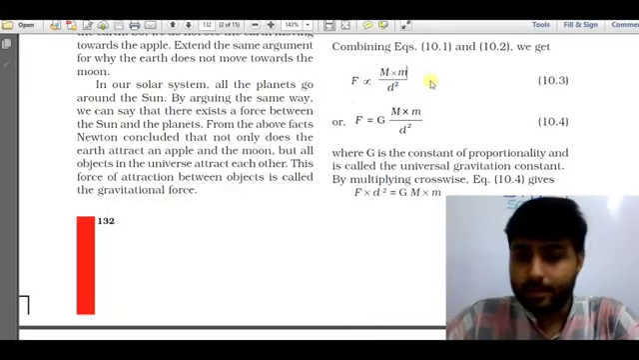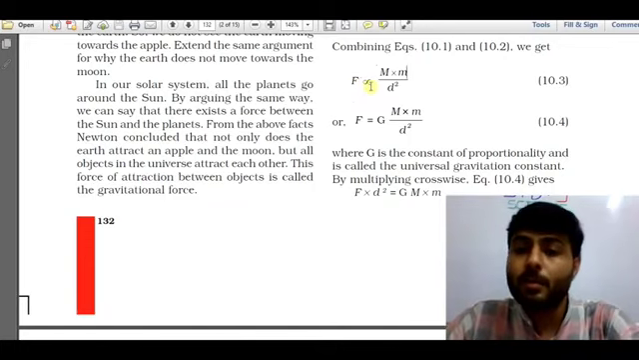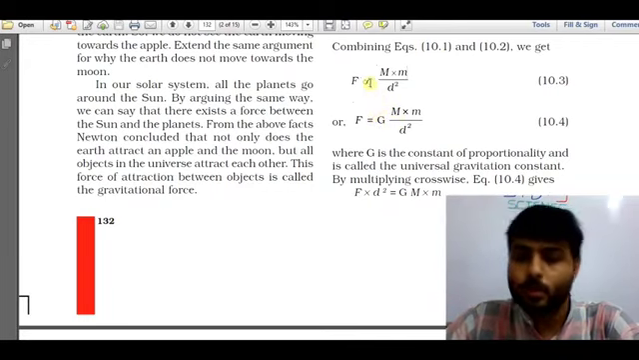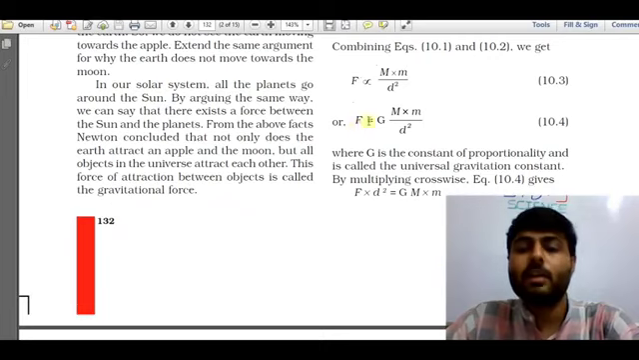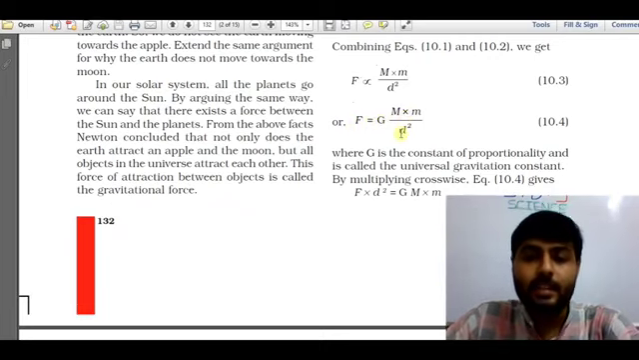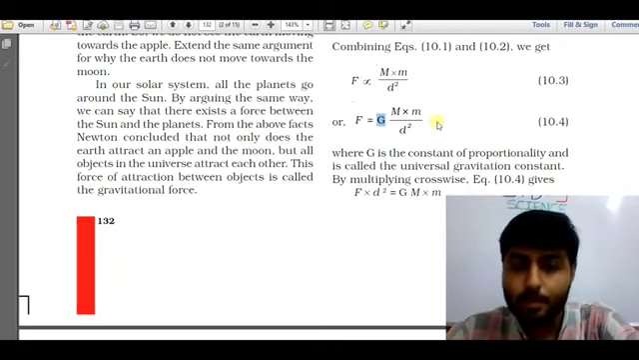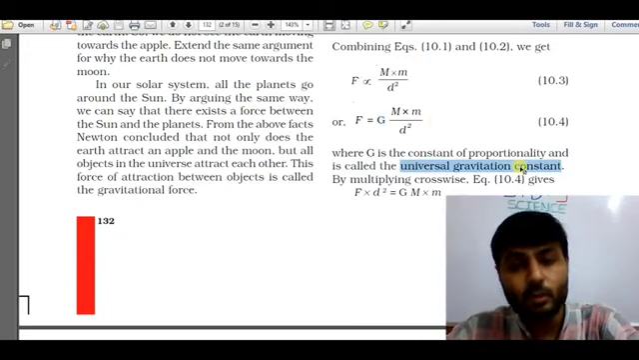Now we know from chapter number 8 and 9, proportionality sign. If we want to remove this proportional sign, we have to insert a proportionality constant here. So we remove the proportionality sign, and we have F is equal to M into m divide d square multiply G. Here this G is proportionality constant. This G is universal gravitation constant.